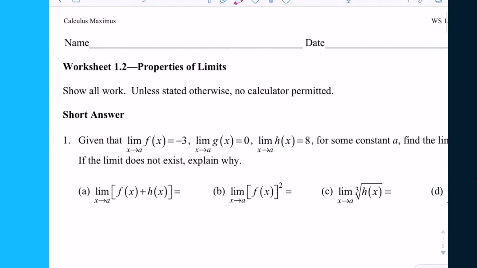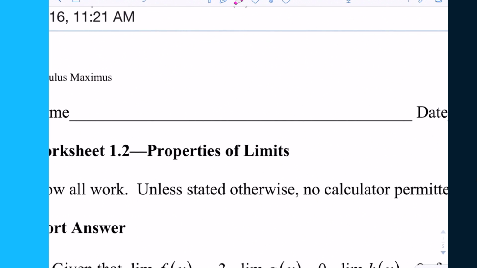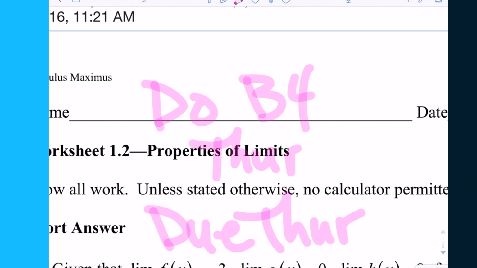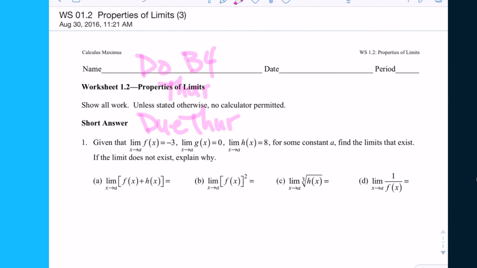But y'all do have, I guess, until Thursday because I said that. So do it before Thursday because it's due on Thursday. And remember, you're doing it on paper, hard copy.